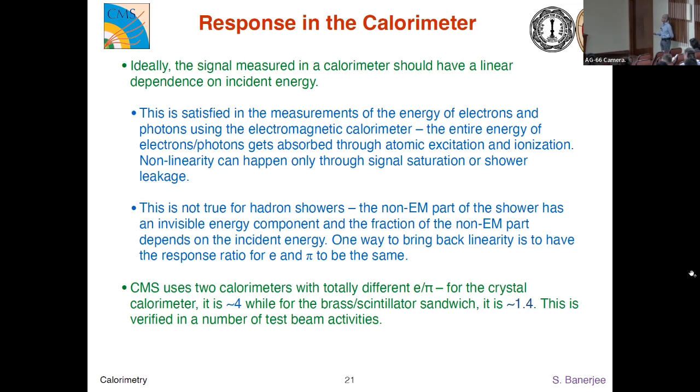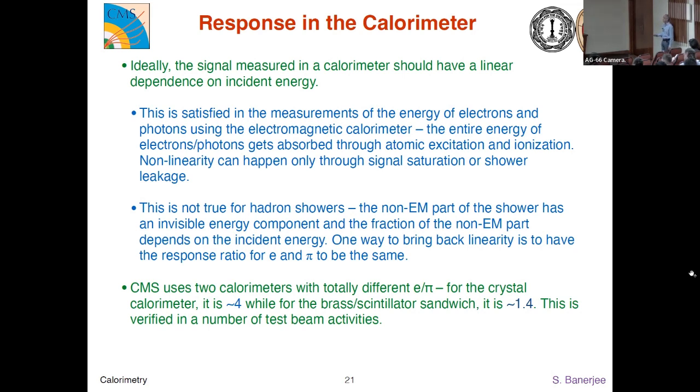But that is a small fraction, and we have that more or less satisfied. But in the case of hadron showers, the non-electromagnetic part of the shower has an invisible energy component, and the fraction of the non-electromagnetic part depends on the incident energy. So one way to bring back linearity is to have the response ratio of electrons and pions to be the same. But unfortunately, this we cannot have.